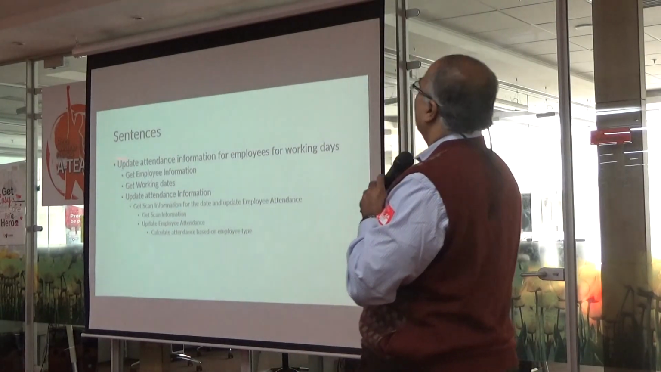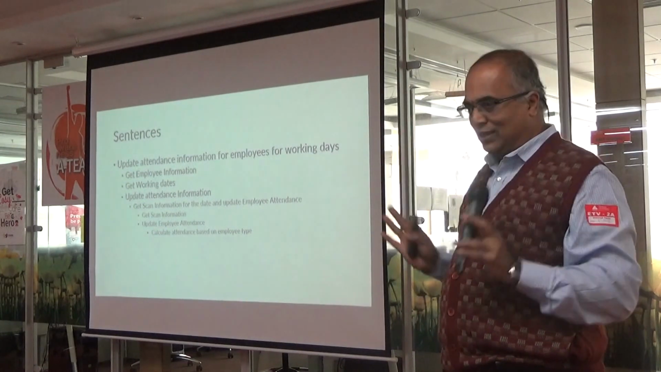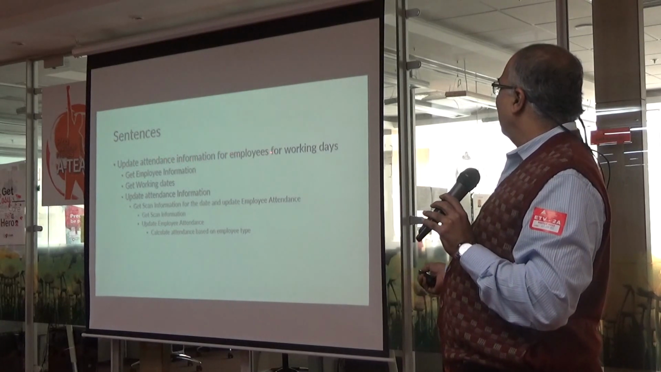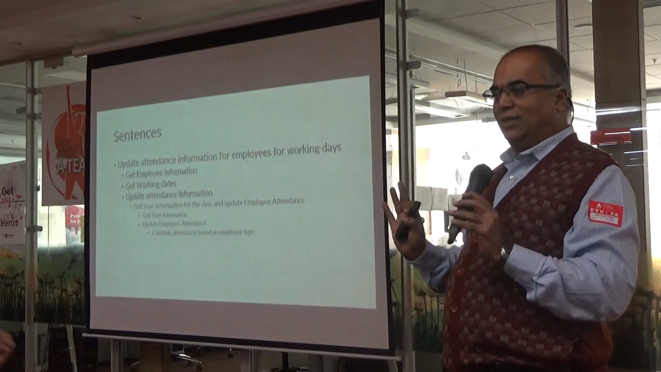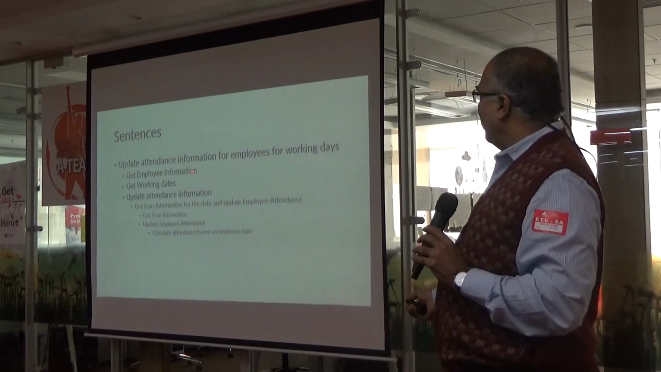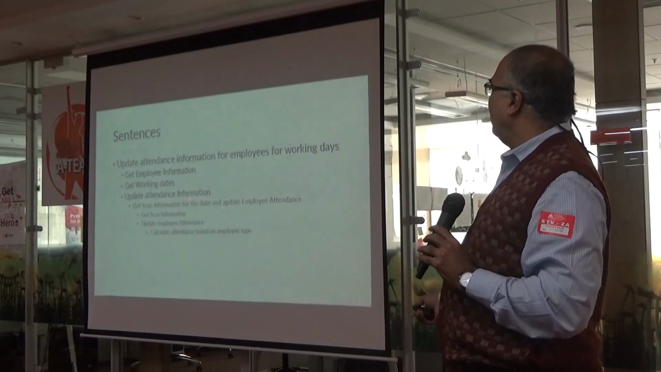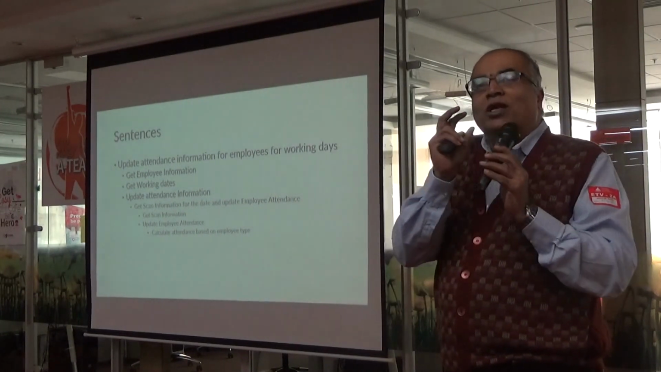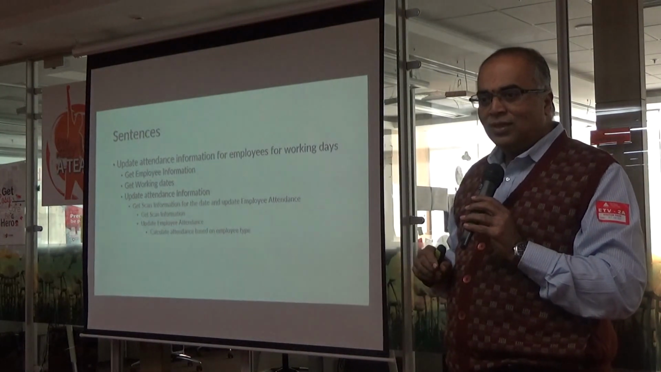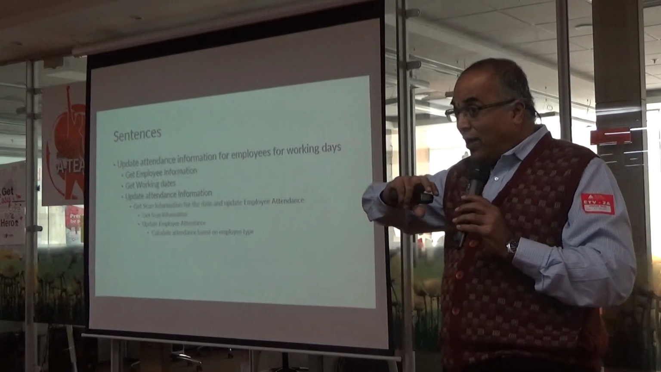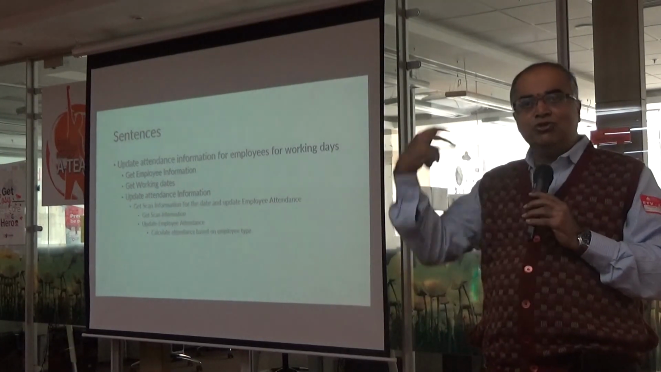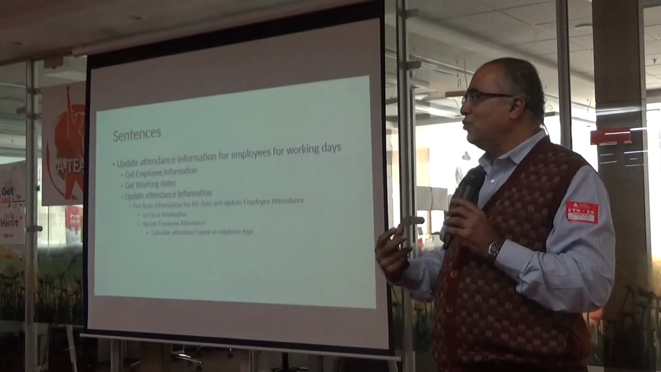Let's take this. What am I going to do with this whole system? What this whole system is doing is update attendance information for employees for working days. That's what the system is doing. Okay, how are you going to do this? Get the employee information, get the working dates, and update attendance information. It's what am I doing as chunks of work. It's like a user story, but it is the solution. How am I going to solve this user story? How am I going to deliver this user story?